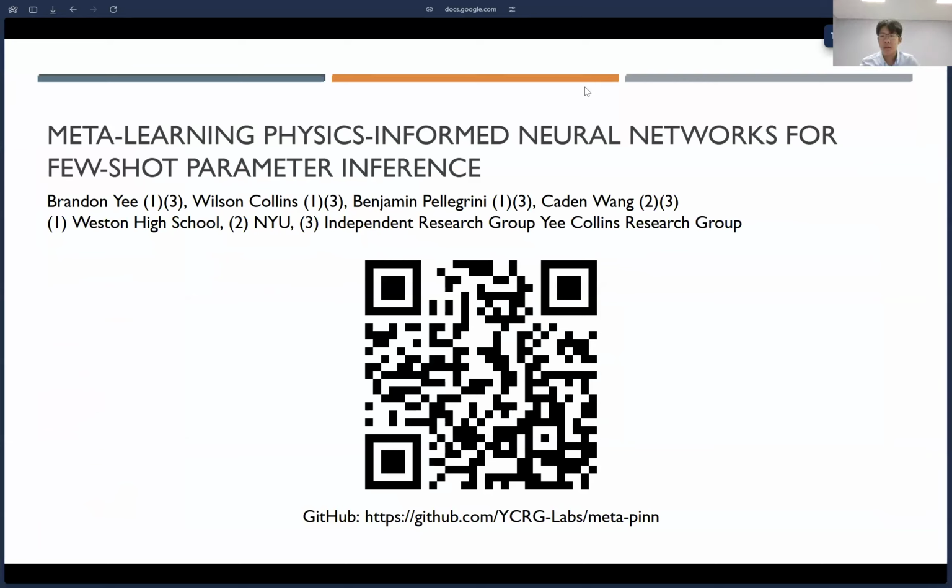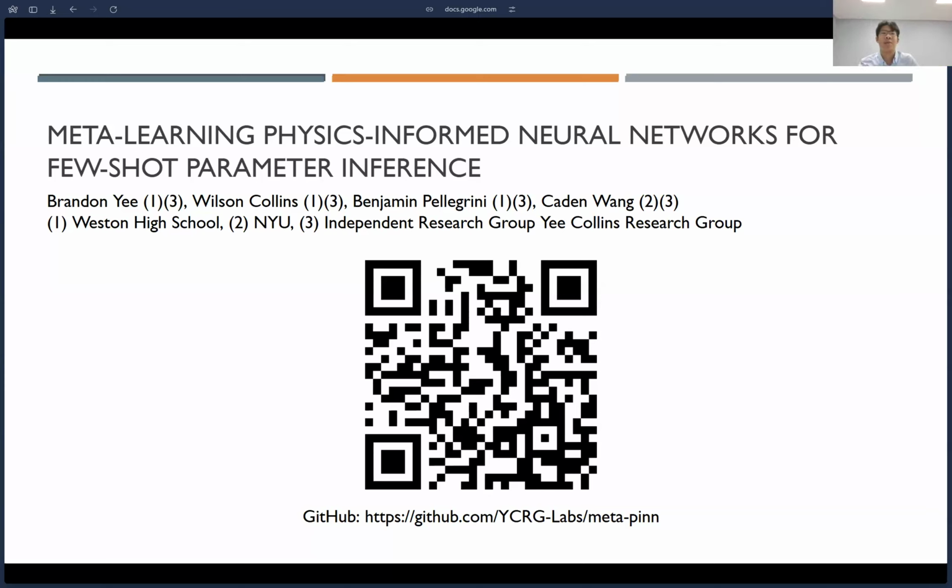Our second speaker is Brandon Yee. He will be giving a talk on meta learning PINNs for few-shot parameter inference. Brandon Yee is a high school senior at Weston High School, and he is a principal investigator at Independent High School Research Group YCRG Labs. With that short introduction, the floor is yours, and you can start your presentation. And we can't wait to hear about your work.